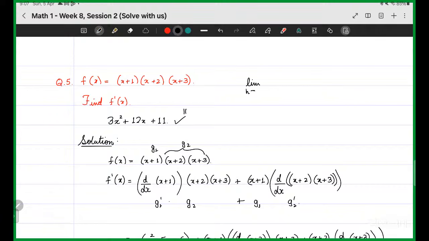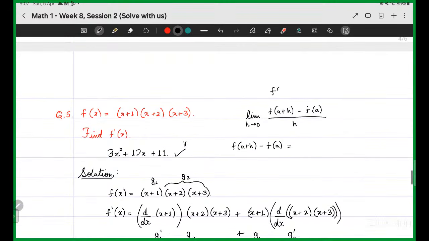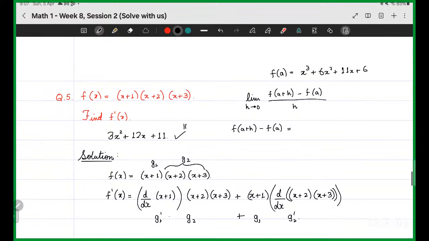So if you want the limit as h goes to 0 of f of a plus h, suppose I'm looking for the derivative at the point a, what you have to do is this. Now look at the term f of a plus h minus f of a. Suppose I have simplified my function to x cubed plus 6x squared plus 11x plus 6. We can apply it, not initially to the starting function; we have to solve it first. You can even do it for the original function also.